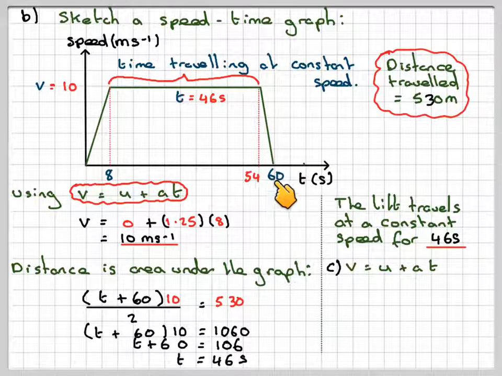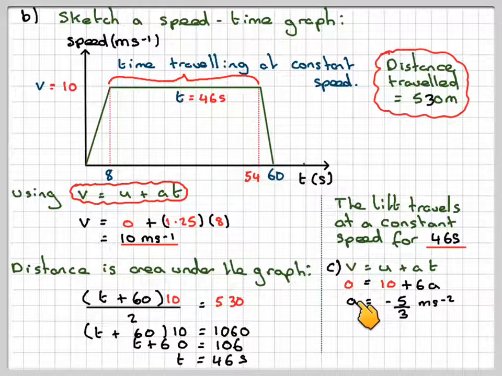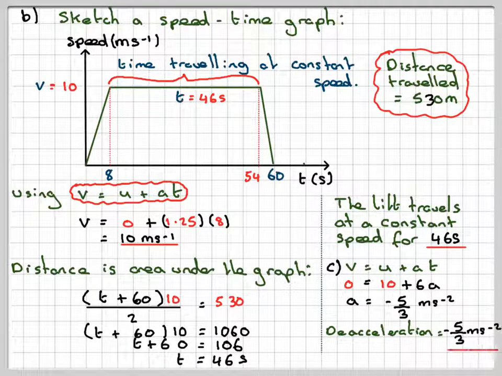We know that this here is going to be 54 because 46 plus 8 makes 54, so this last part here will be 6 seconds. It decelerates for 6 seconds, so using that idea, we want the final velocity this time to be 0, u to be 10, the time is 6, and the acceleration is a. So that gives you that a will become minus 10 divided by 6, which is minus 5 over 3 meters per second. Okay, so the deceleration will be minus 5 over 3 meters per second squared.